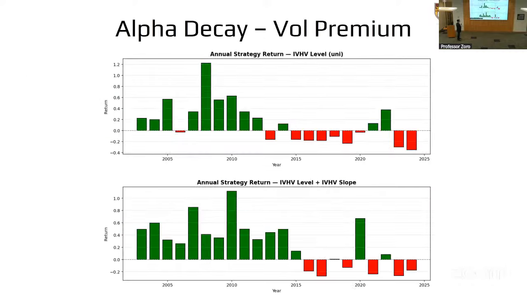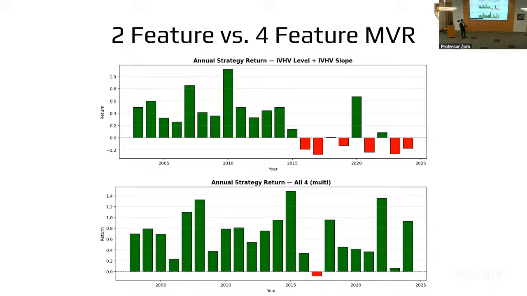That alpha decay, take a look at how long that vol premium works and how it drops off very rapidly. You add in slope, you get away with it for a little bit longer, but then you're going nowhere. Compare that to the 4-feature model.